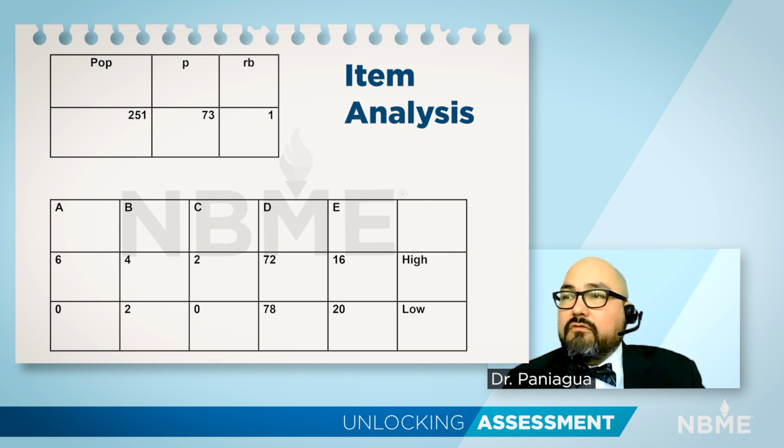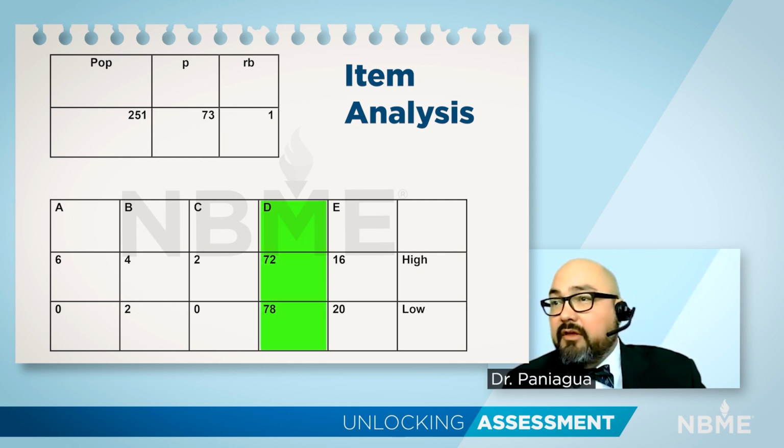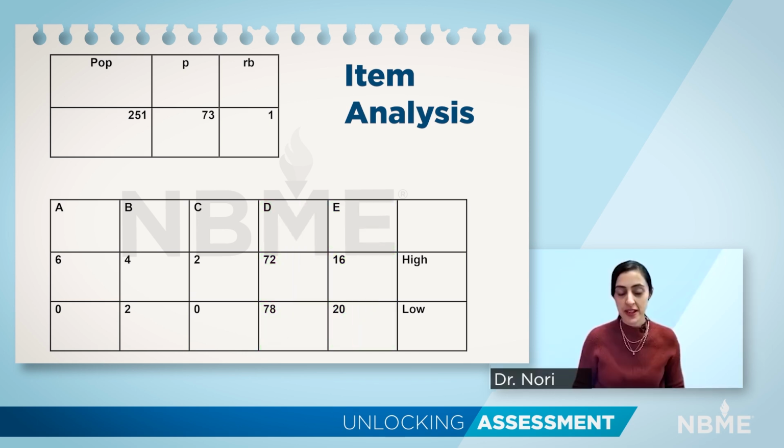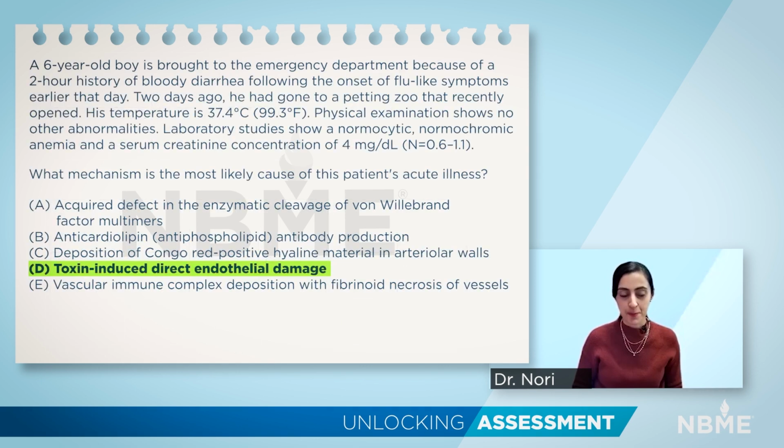And most students, whether they were in the high or low performing group, tended to go for D, but the second most common choice was E. Any thoughts about that, Dr. Nori? So E is a good second choice, I would say.